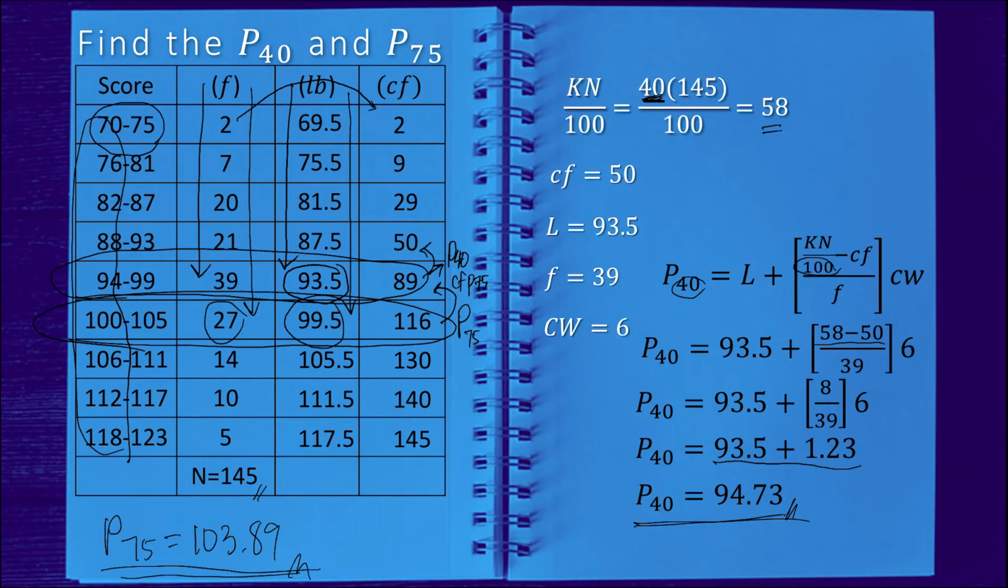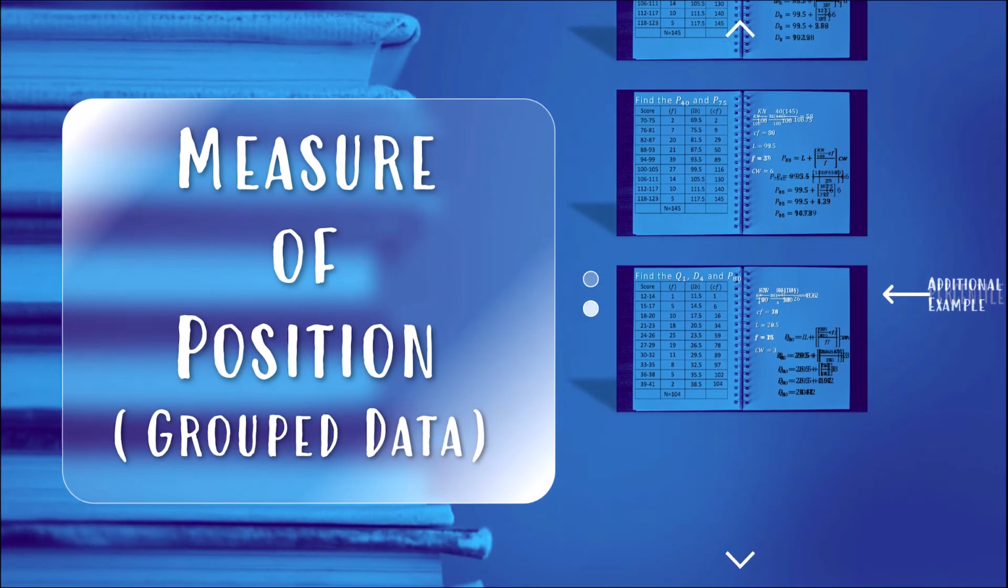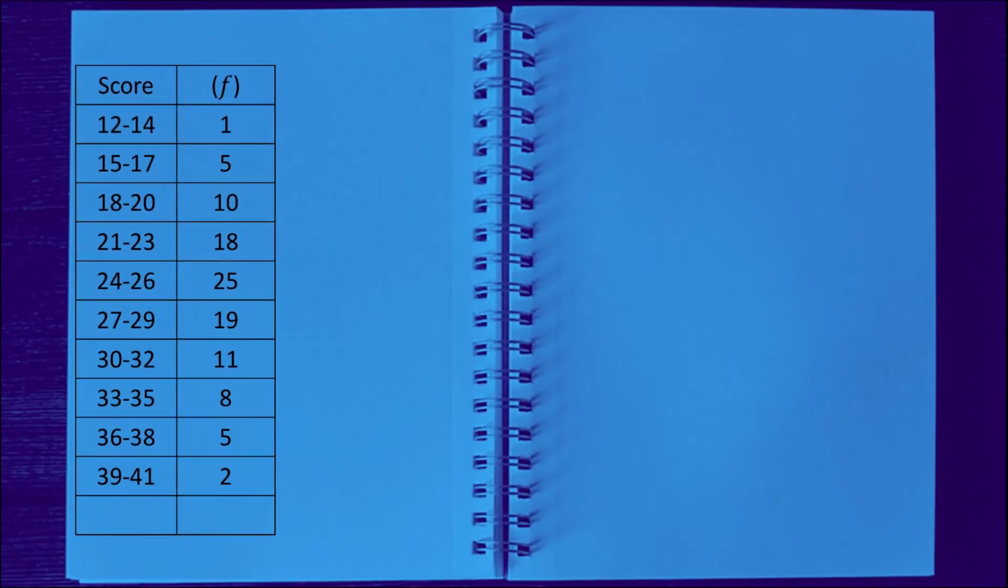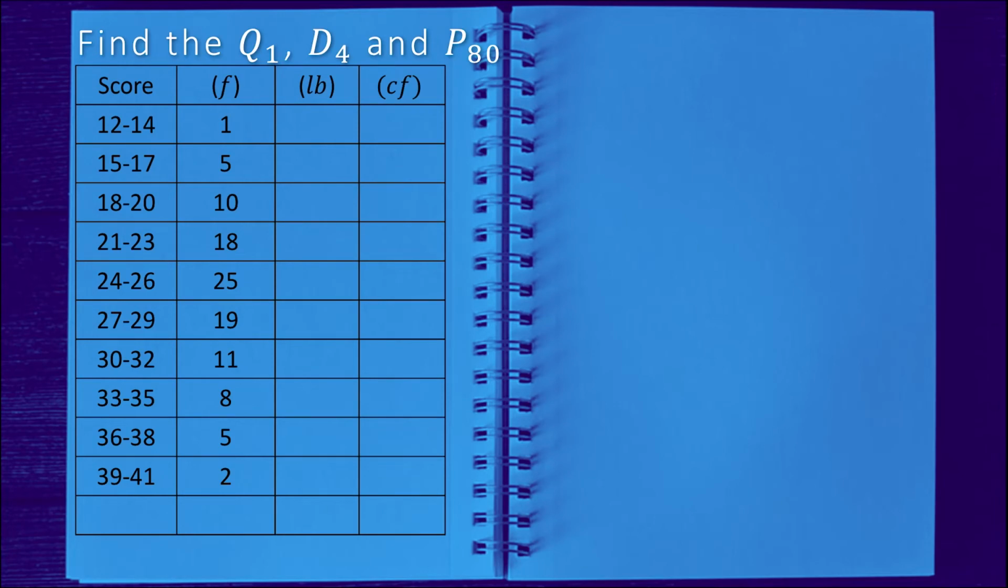Ngayon naman, magbibigay ako ng additional example na sasagutan natin yung tatlo, no? Yung quartile, decile, and percentile with a frequency distribution table lang. Katulad lang din naman yung mga ginawa natin kanina. The same lang po yung process, is i-identify lang natin yung lower boundary and the cumulative frequency. First thing to do is to add all the frequency na meron tayo. We have 1 plus 5 plus 10 plus 18 plus 25 plus 19 plus 11 plus 8 plus 5 plus 2. That is 104.